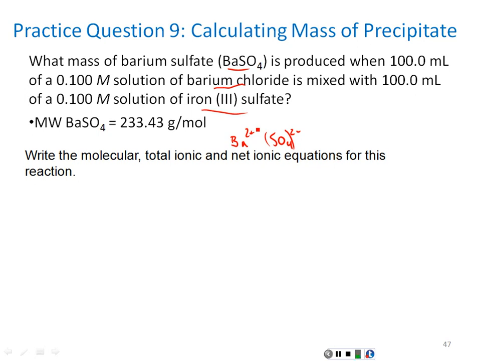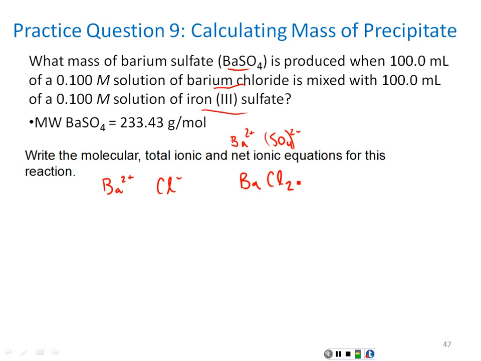So what would be the formula for barium chloride? Barium has a 2+ charge. Chlorine, it's a halogen in group 7A. It wants to gain 1 electron, so it's going to be a -1 charge. So we need to make a formula in which these charges balance. We're going to need 2 chlorine atoms for every 1 barium atom. So barium chloride would be BaCl2.